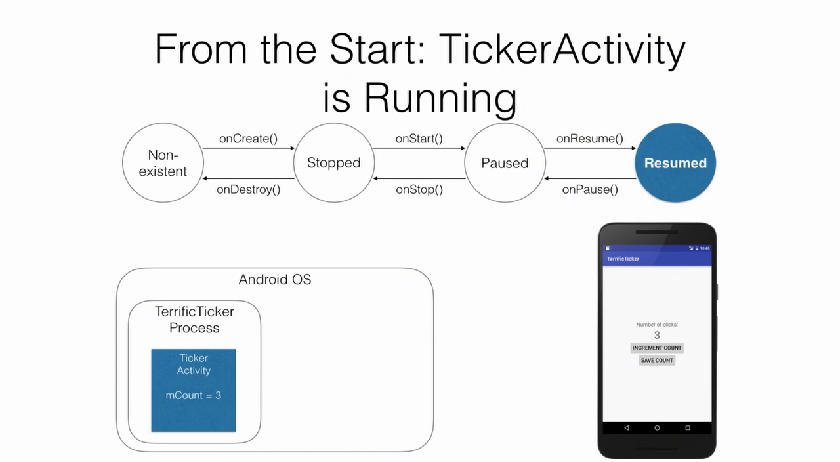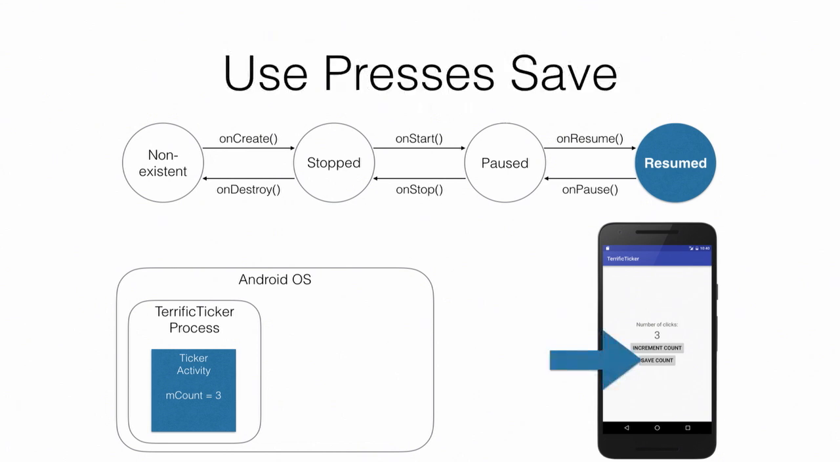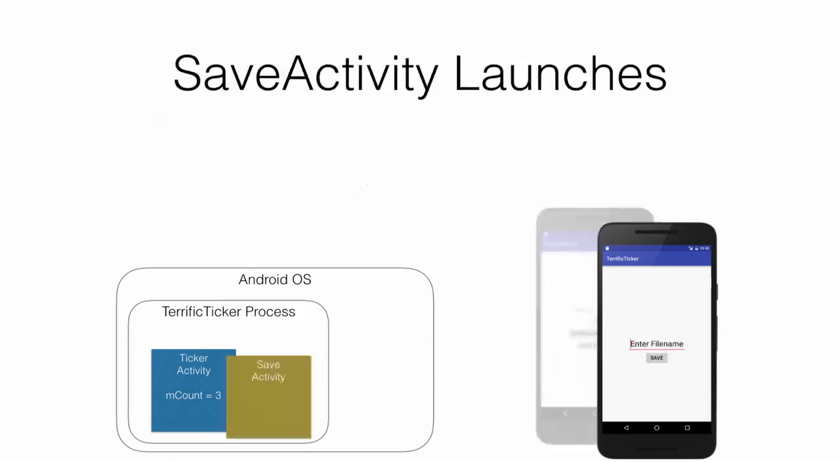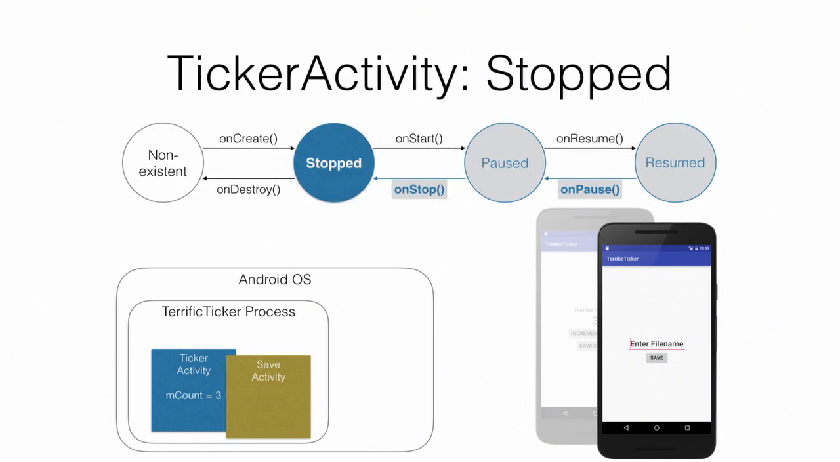This is the state we're at. Our ticker activity is in the resumed state. Now I click Save Count, which is going to issue another intent, and the operating system is going to create and spin up the save activity. I'm going to laser focus on ticker activity, so we're not going to mess with what's going on with save activity, but ultimately it's there. So now the question is, what's going on with ticker activity, right? Because it's no longer visible to the user. So it moves from resumed through onPause to become paused, and then immediately through onStop to become stopped.